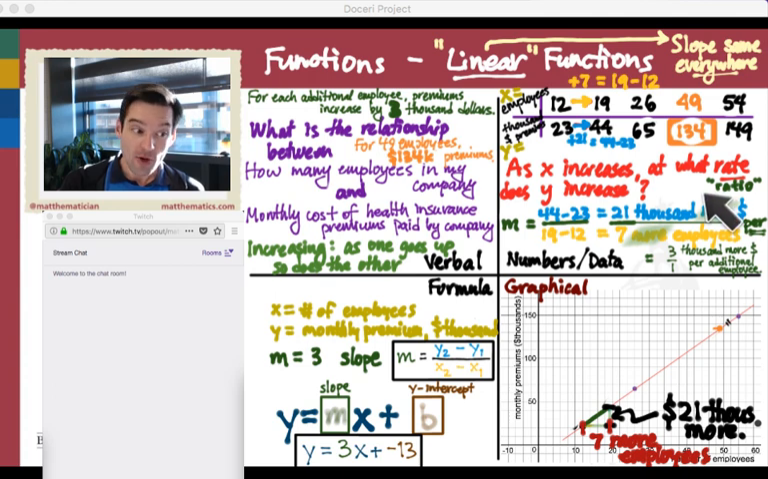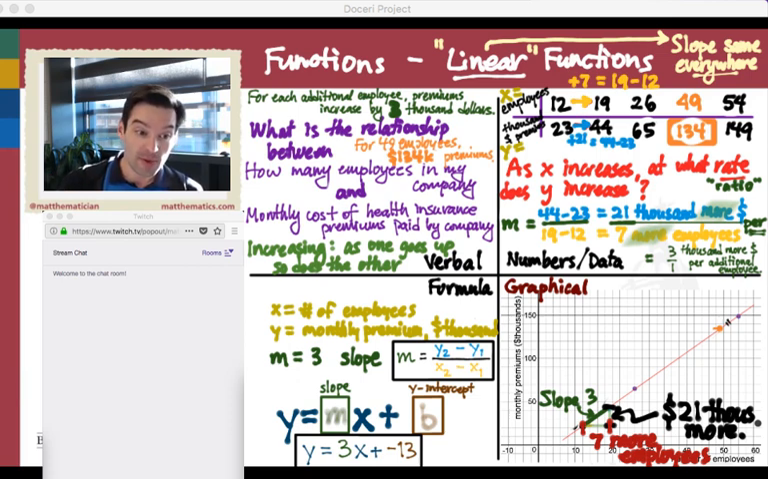And where we get the slope of this linear relationship from is the ratio of this y difference, the $21,000 more, divided by the x difference, the 7 more employees. And so we can say that the slope, 3, is something that attaches not to this pair of points, but to the entire line, because this relationship is consistent.